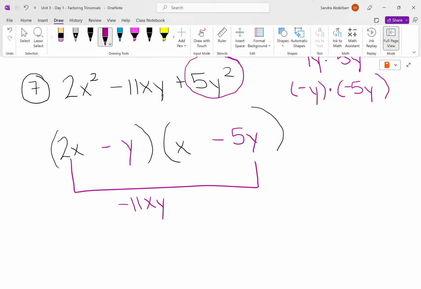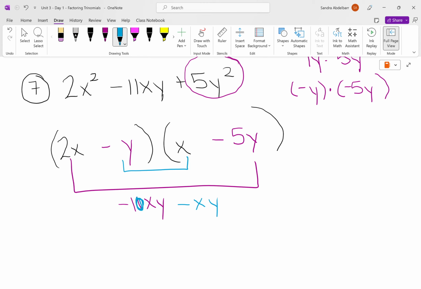2x times negative 5y is negative 11xy. When there is more than one variable, the general rule is you put it in alphabetical order. That's why I put the x before the y. So now we're going to do the negative y times x. Negative y times x is a negative xy.